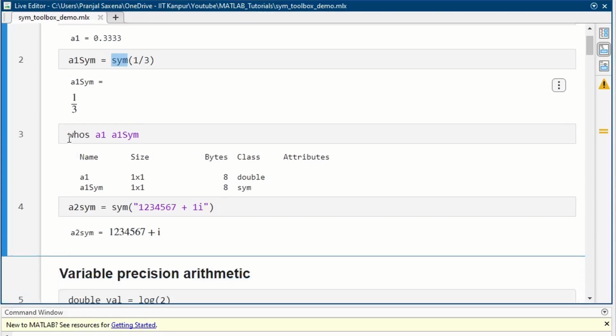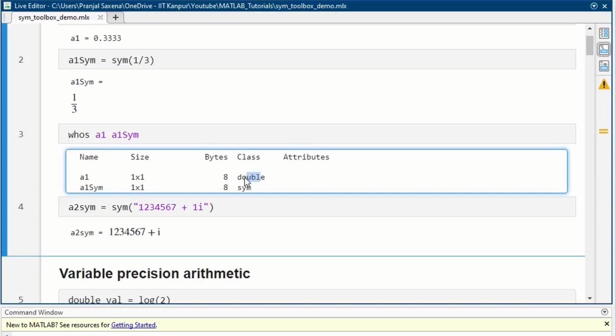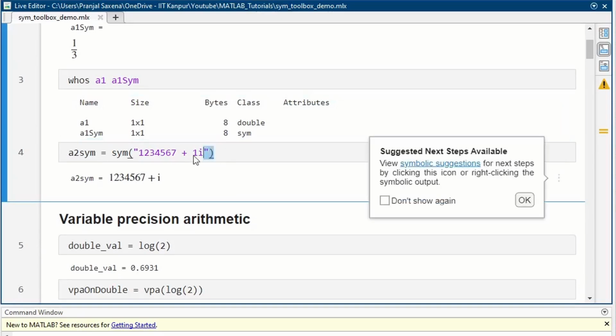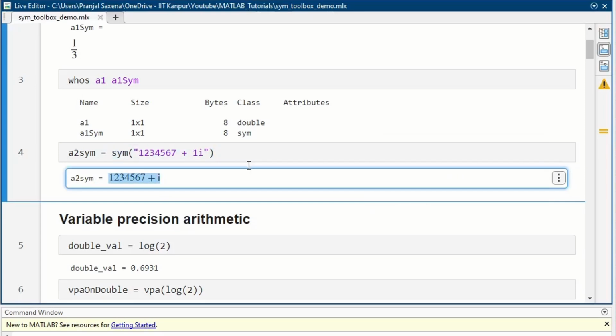Now if we compare with the whos command, then we'll see a1 and a1 sym. First one is a double and the second one is a sym. sym stands for symbolic. Similarly, if we want to describe some complex variables, we put it inside a bracket with double parenthesis, where we are getting this value.